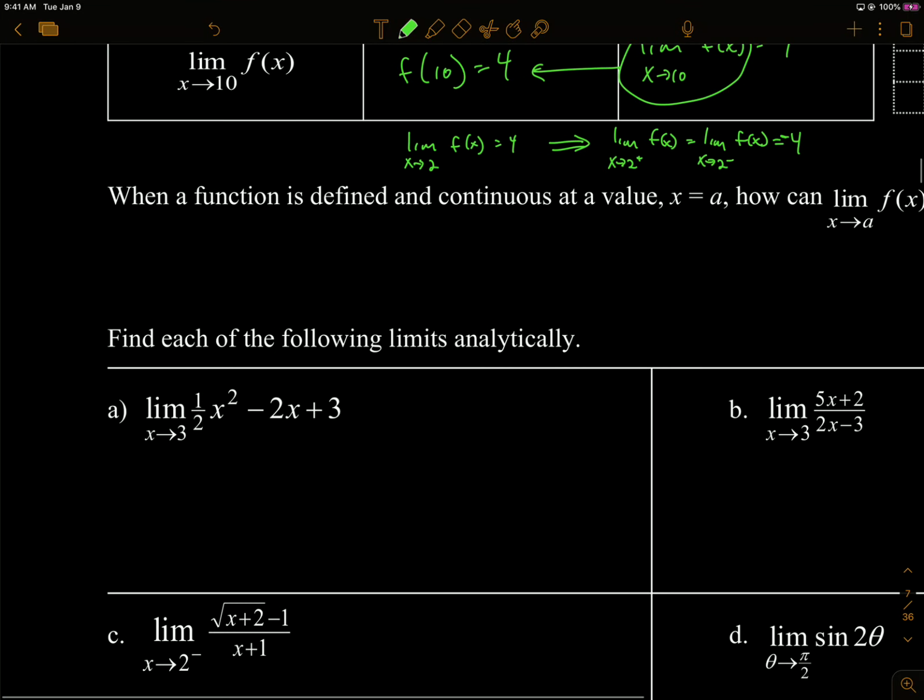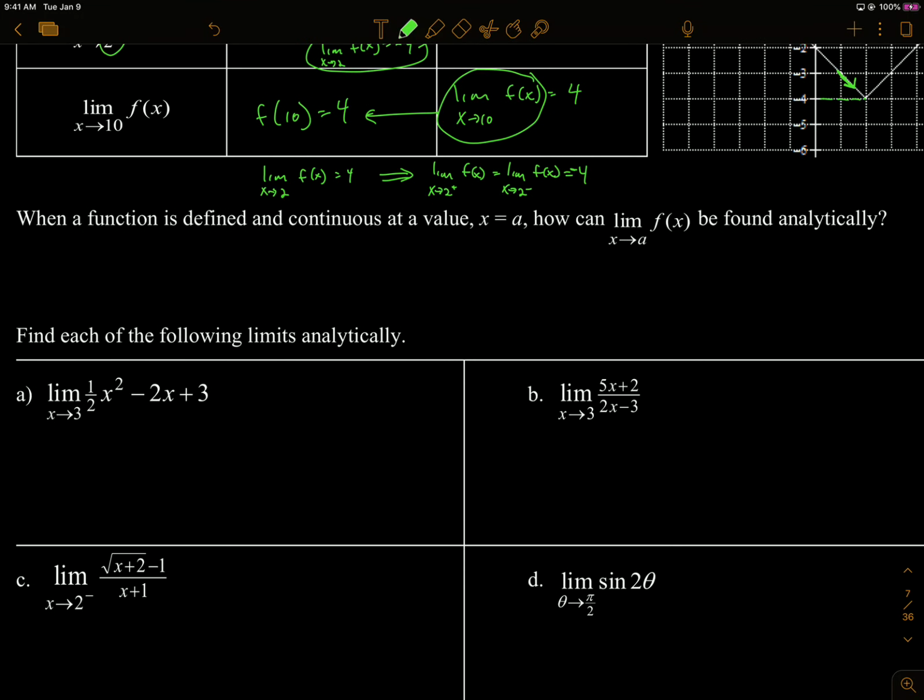All right, so let's summarize what we just found out. When a function is defined and continuous at a value, x equals a, so this is the key, we have to know the function's continuous, okay? How can the limit be found analytically? That means without the graph. That's what analytically means. I like to say algebraically.